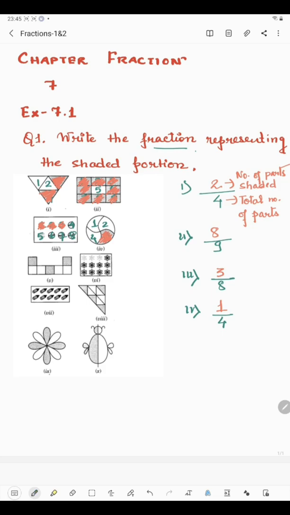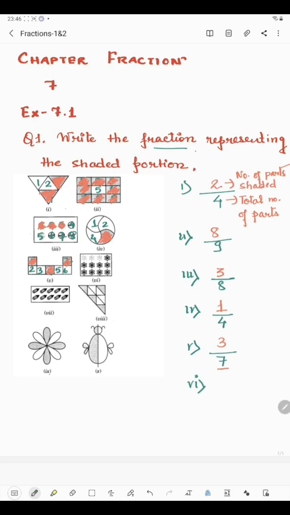Now in the next figure we have 1, 2, 3, 4, 5, 6, 7. Okay, we have 7 parts, and out of 7 parts 1, 2, 3 parts are shaded. So it's 3 by 7. So always we will write the total number of parts in the denominator, and the number of parts which is shaded we will have to write in the numerator. Okay. Now coming to next part.